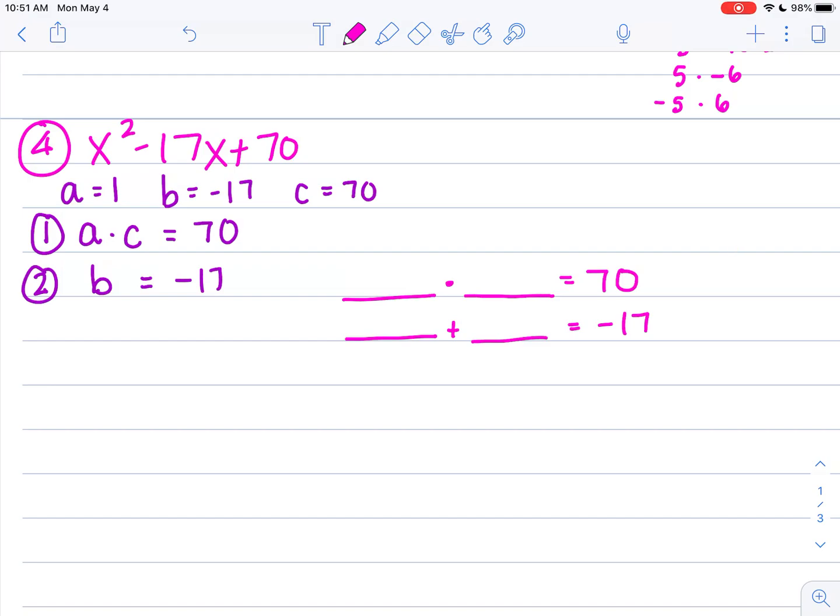Okay, so we always find the factors of 70 first, the one that's on the top, right? The one that it's multiplying to. This time I'm going to do it over here, 70. Okay, so we have 1 times 70.